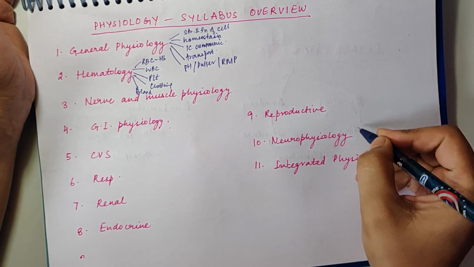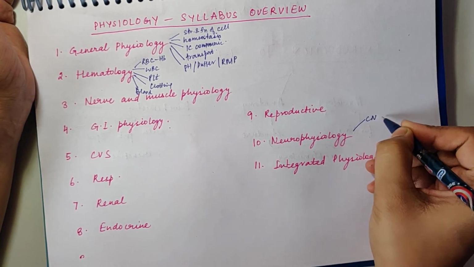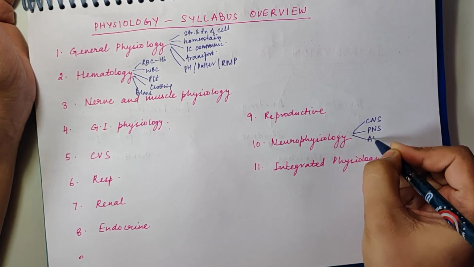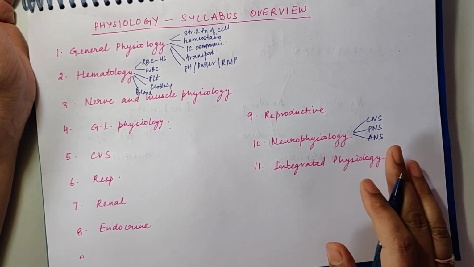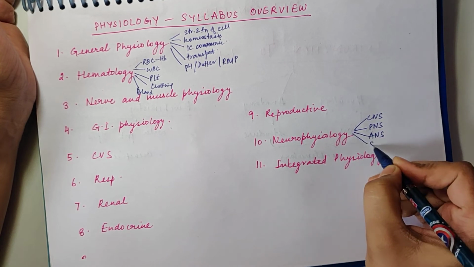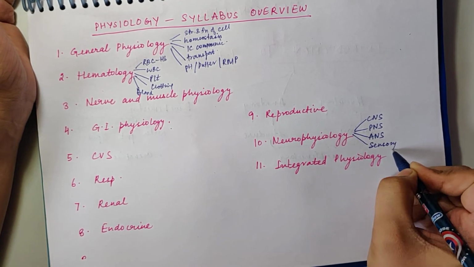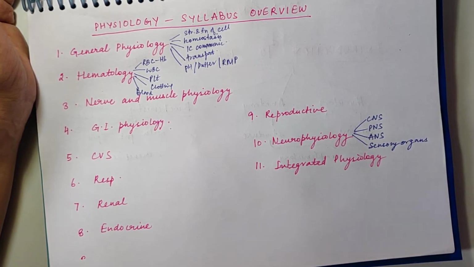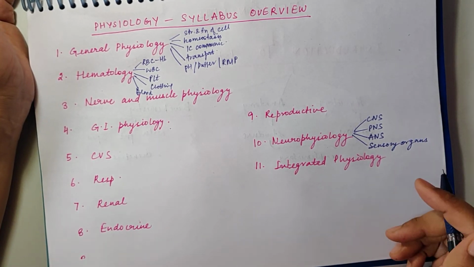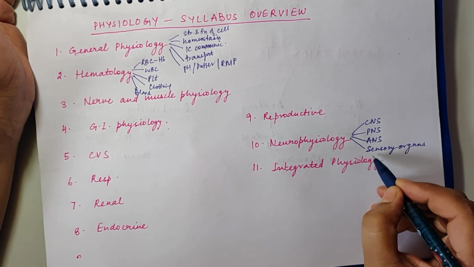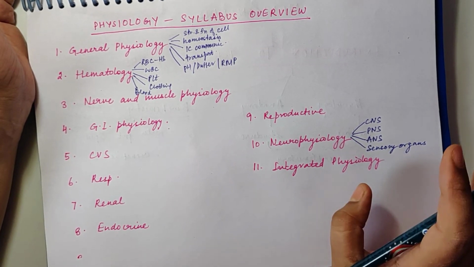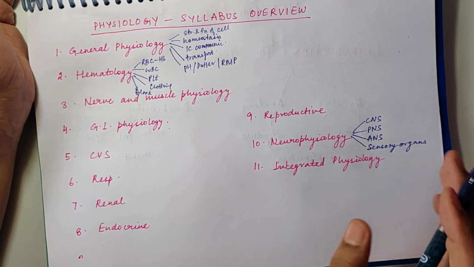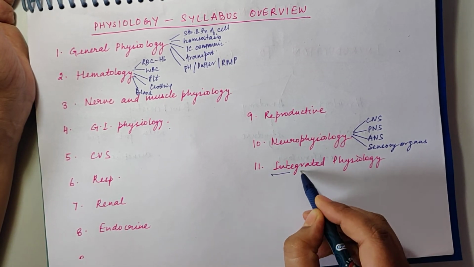Then in neurophysiology, we will talk about the CNS, the PNS, the autonomic nervous system, the reticular activating system, and very importantly, your sensory organs. You may forget that. How you hear, how you taste. Again, correlating their structure with function becomes very important. And finally, integrated physiology, the most beautiful portion.